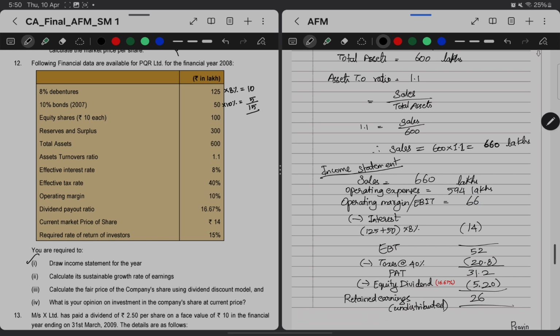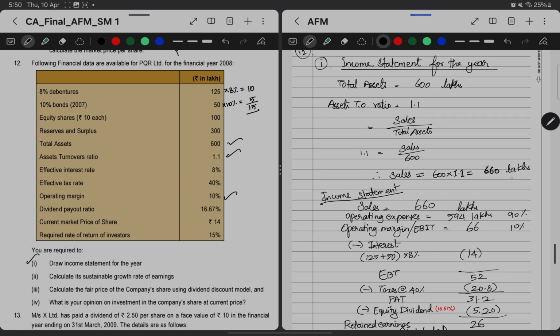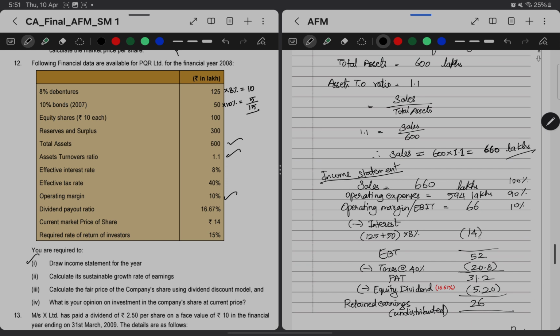Okay, now for this we now know that operating margin is 10%, so the operating expenses will be 90%, and we need sales. For that we can take assets turnover ratio and total assets. If we do reverse calculation, we'll get sales as 660 lakhs. So sales divided by total assets equal to asset turnover ratio 1.1. We cross multiply, we'll get 660 as sales. Then as we know, operating expenses 90%, then operating margin 10%, so we will get EBIT as 66.